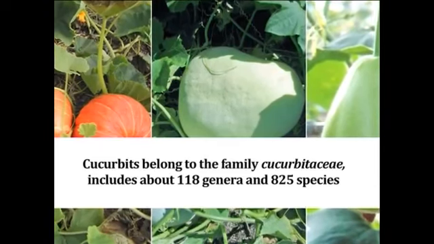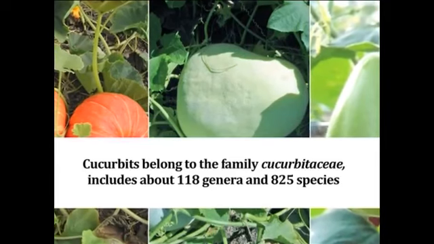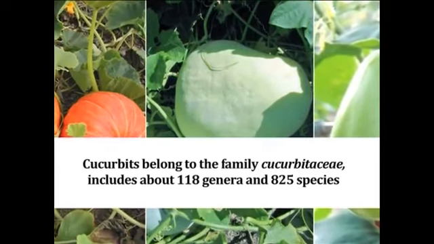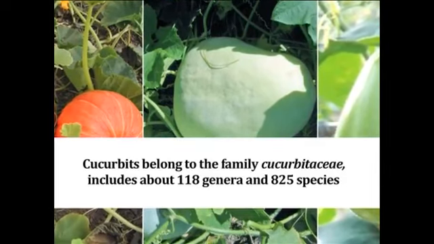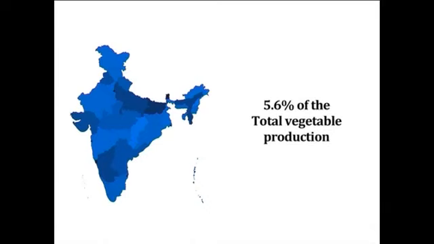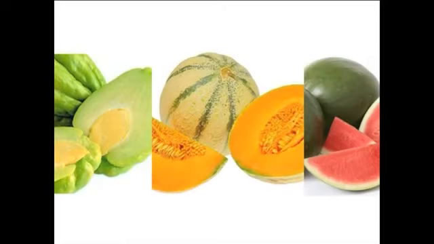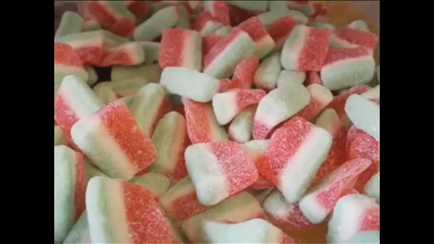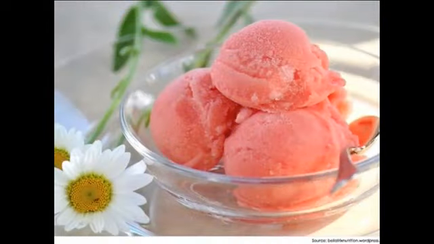Dear students, today we will discuss diseases of cucurbits and their management. Cucurbits belong to the family Cucurbitaceae, which includes about 118 genera and 825 species. In India, a number of major and minor cucurbits are cultivated, which share about 5.6% of the total vegetable production. They are consumed in various forms, that is salad, sweet, pickles and desserts.